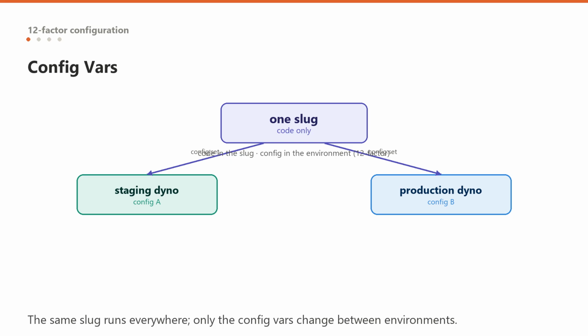You set them once. For example, heroku config:set DATABASE_URL, and Heroku injects them into every dyno at runtime. This means the exact same build slug can run in staging and in production, with only its config vars different. That separation, code in the slug, configuration in the environment, is a core principle of what's called the 12-factor app, and Heroku enforces it beautifully.